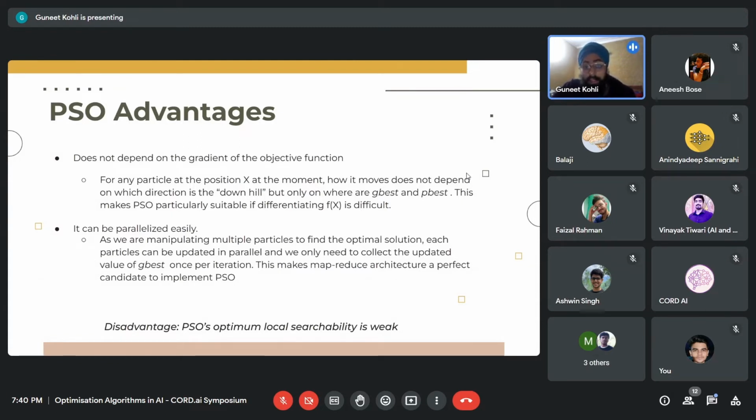So yeah, that is a big win on large scenarios, on large scale. So you have to look at it from a high performance computing perspective as well. Now the biggest disadvantage: local searchability is weak. It always doesn't give you the global optimal. Even in my run that I showed you, it didn't give the exact optimal solution.